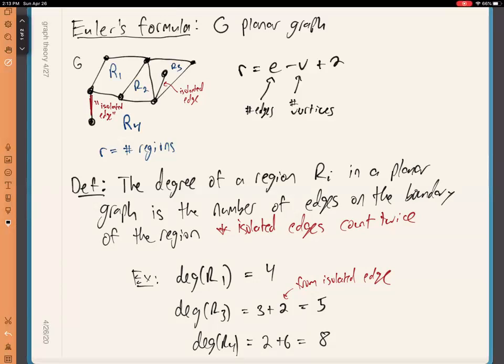Okay, and so this notion of a degree of a region is going to help us in applications of Euler's formula, right? Because in particular, remember, Euler's formula is about the number of regions, and so this extra bit of information will help us in some analysis.